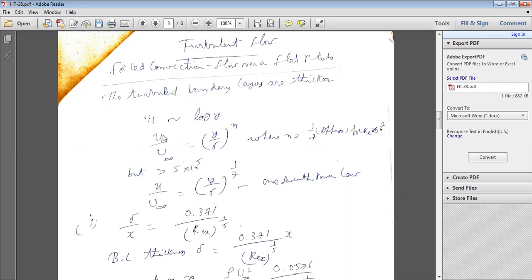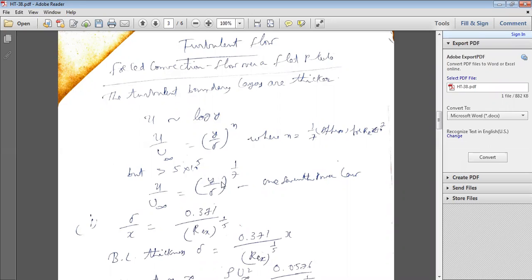can apply this formula. u by u free stream is equal to y by delta whole to the power n, where n is equal to 1 by 7 for the condition of Reynolds number less than 10 power 7 and greater than 5 into 10 power 5. So u by u free stream is equal to y by delta whole to the power 1 by 7. This law is known as the 1/7 power law of turbulent flow.